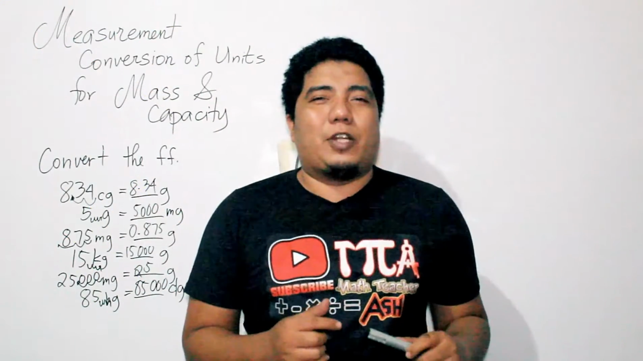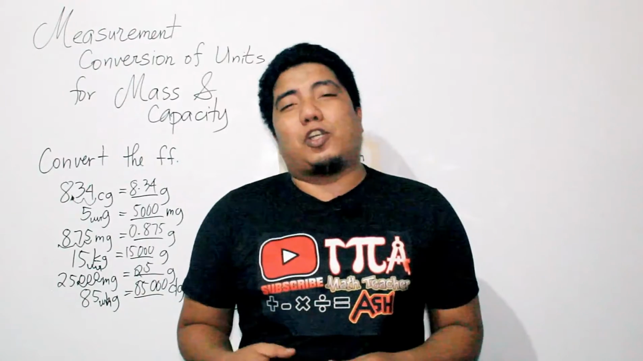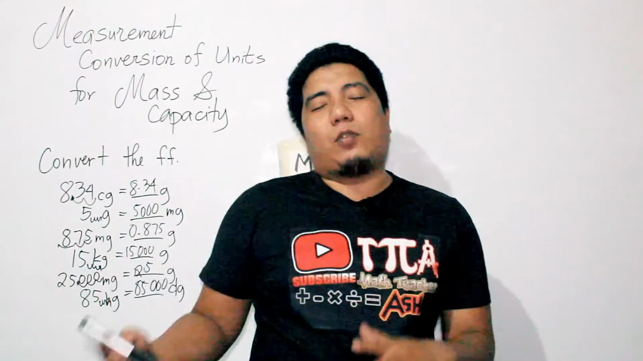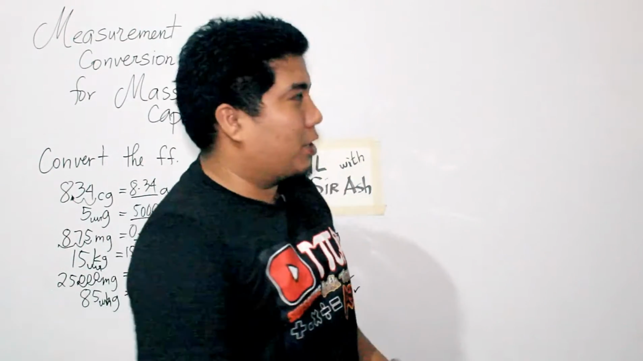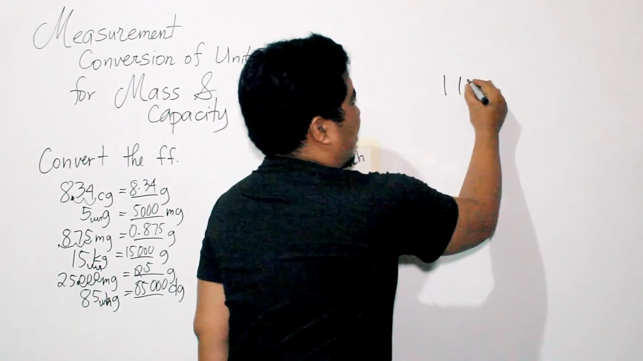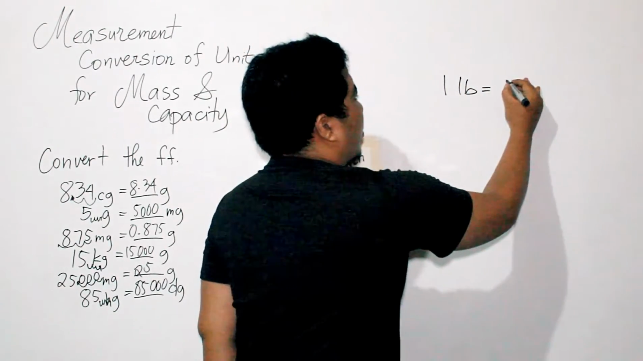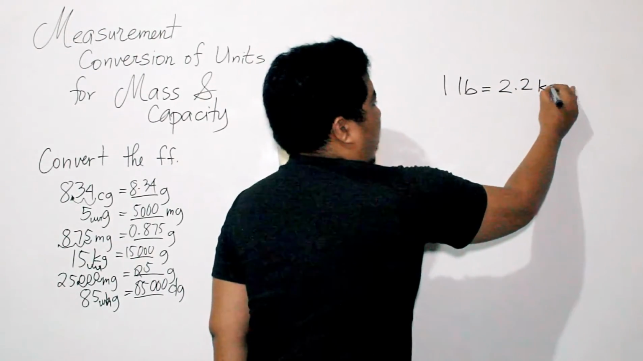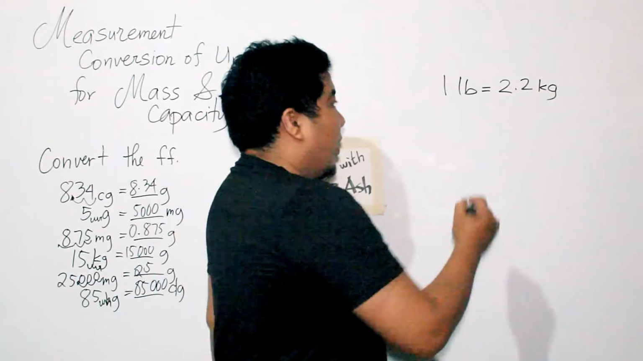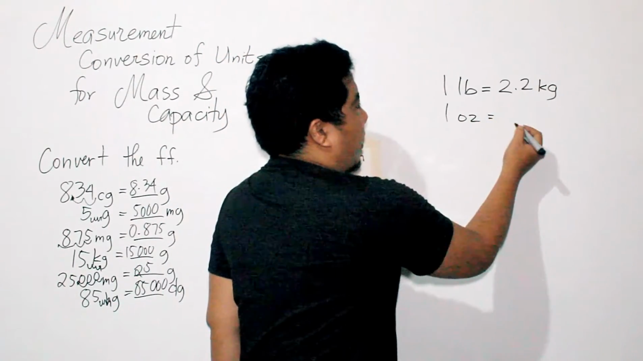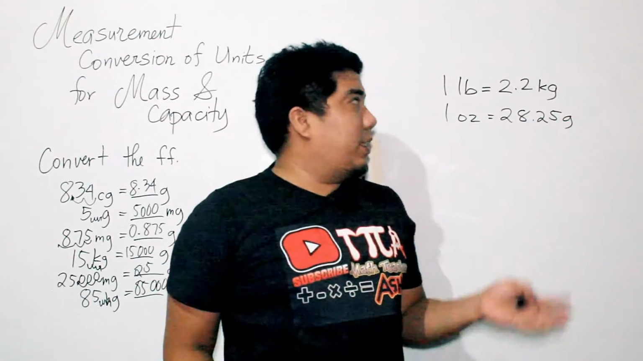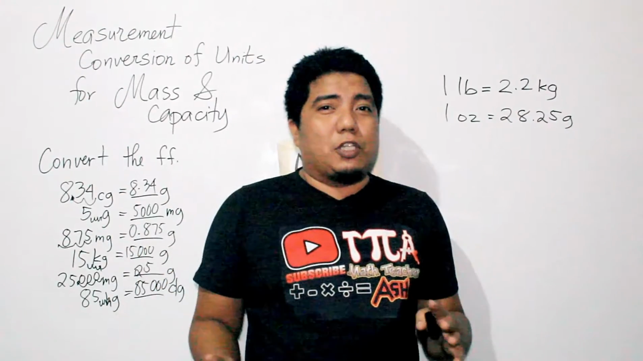Now, what if you have a cross conversion from the metric to English and English to metric? Okay, my dear math learners, now let's talk about the cross conversions. What if you have a metric system to English system and English system to metric system? Okay, what are the conversions? Now, for pounds, if you have 1 pound, that is equal to 2.2 kilograms. Okay? So, 1 pound is equal to 2.2 kilograms. And if you have 1 ounce, that is equal to 28.25 grams.